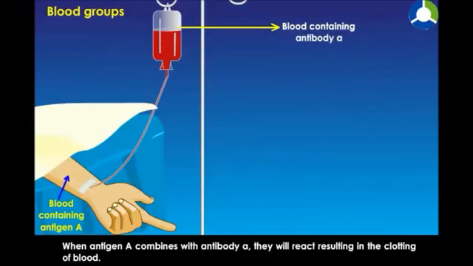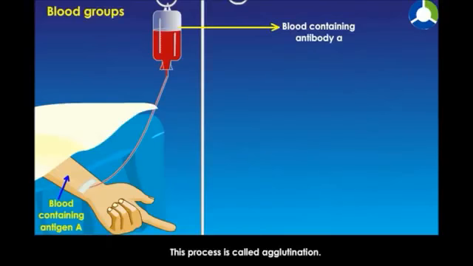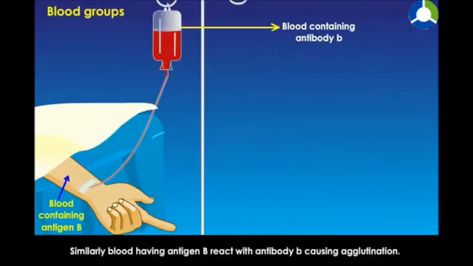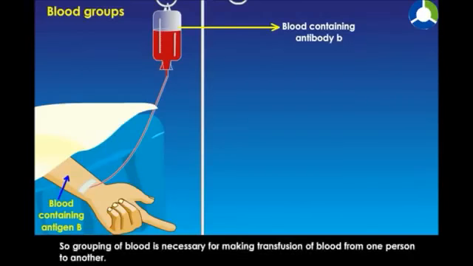When antigen A combines with antibody A, they will react, resulting in the clotting of blood. This process is called agglutination. Similarly, blood having antigen B reacts with antibody B, causing agglutination. So, grouping of blood is necessary for making transfusion of blood from one person to another.